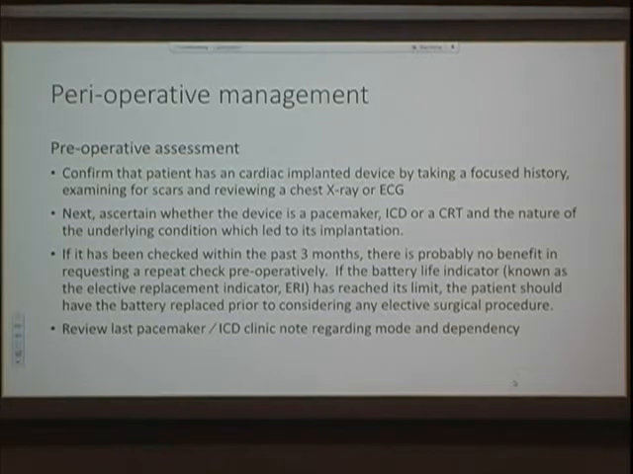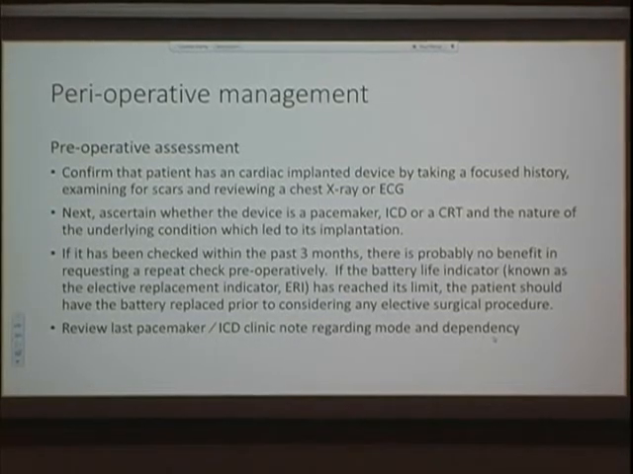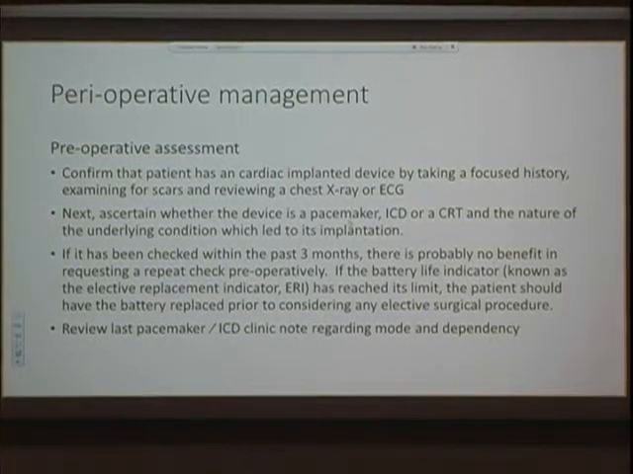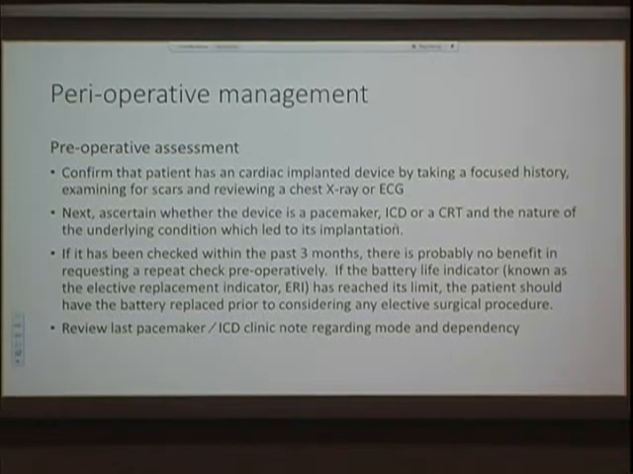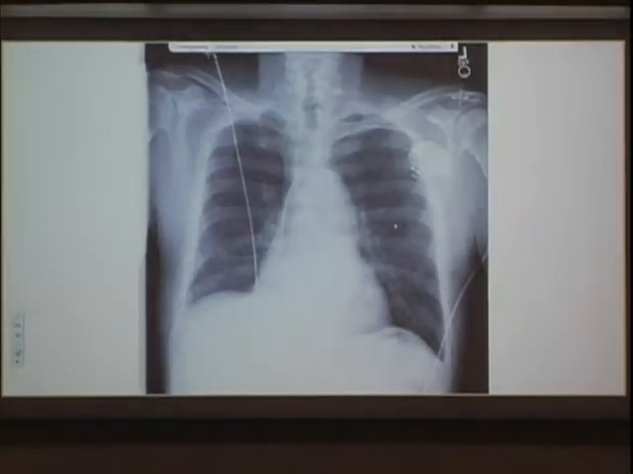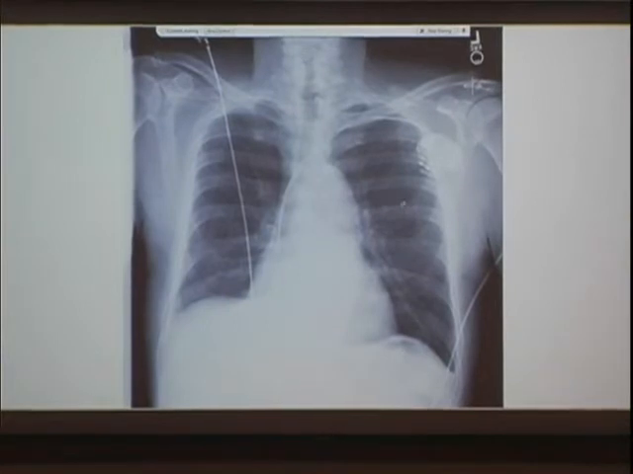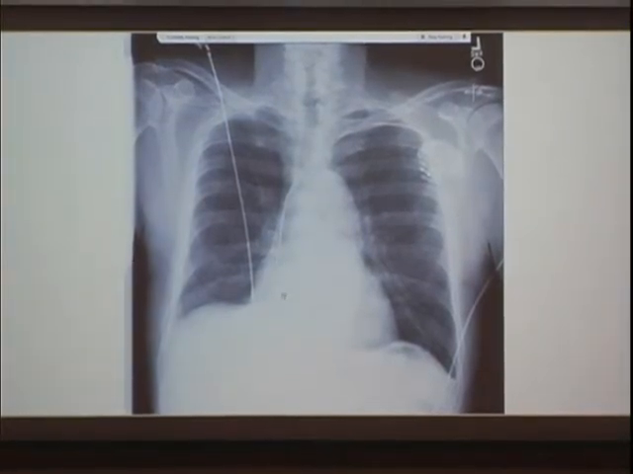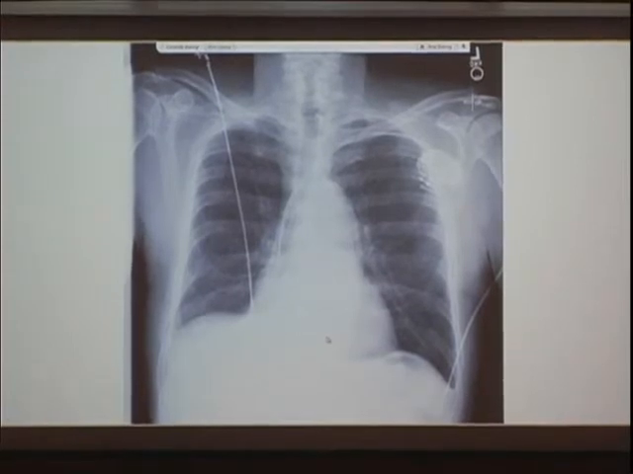So the key thing is to determine whether the patient is pacemaker dependent or not, and determine whether it's a pacemaker or a defibrillator. Those are the two things important to figure out prior to taking the patient to the OR. A chest X-ray can be a good tool there. Pacemakers will generally have wires that go to the heart. If you don't see any defibrillation coils on these wires, then it's safe to assume it's a pacemaker.